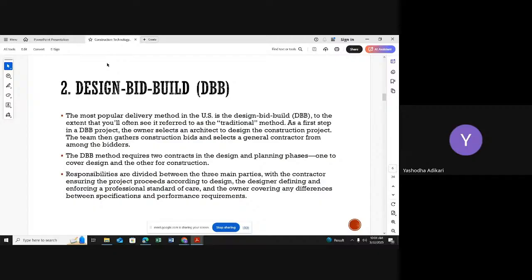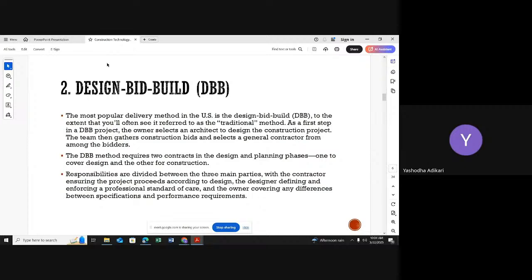The DBB method requires two contracts in the design and planning process, one to cover design and the other for construction. So we are working with two different contracts. The client should work with two different contracts.